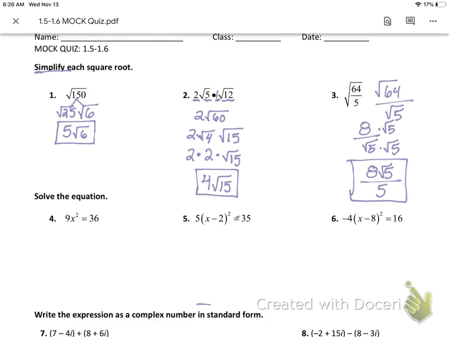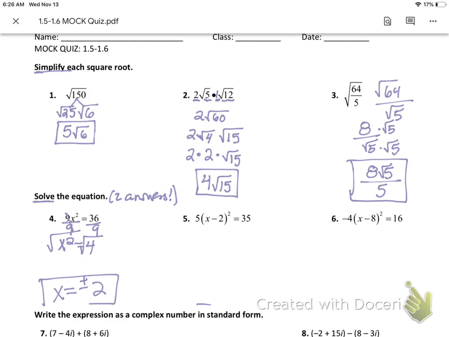Okay? Solving. Whenever I see the word solve, I know my final answer is going to be x equals something. And because it's a square, 2 answers always. Remember the name of the game: it's the square root method. So you're trying to get the thing being squared alone so that you can take the square root. Right now, I have a 9 in front of x squared, so I need to divide by 9. I get x squared equals 4. When I take the square root of 4, I get plus or minus 2. Don't just tell me 2, or you're missing a whole number there.